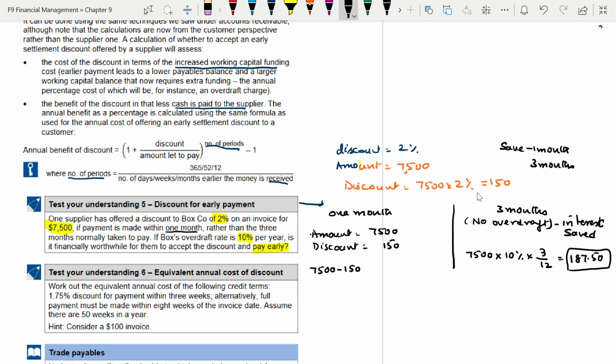7,500 minus 150, that net amount you will pay, at the rate of 10%, and you are paying within 1 month, so 1 by 12. How much is there? 7,500 minus 150, times 0.1, divided by 12. It comes to 61.25. Are you clear about this?